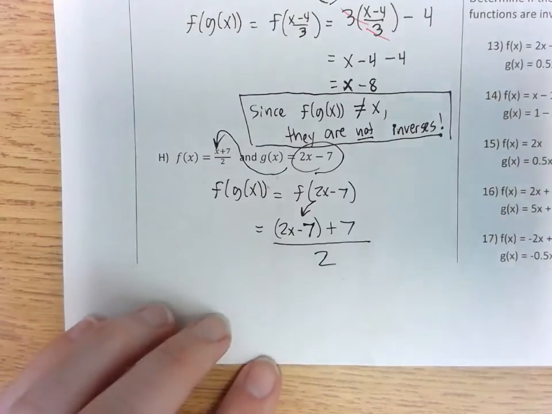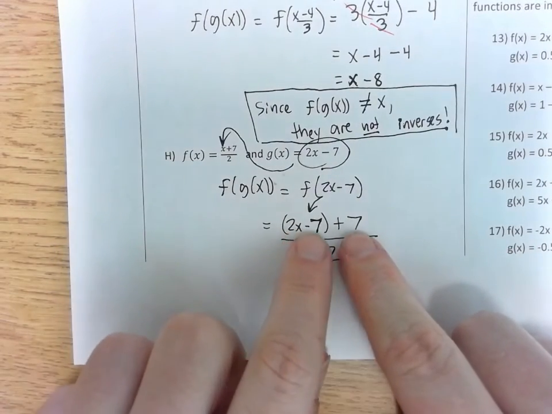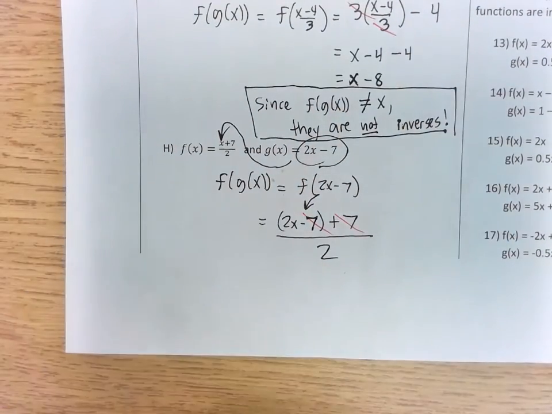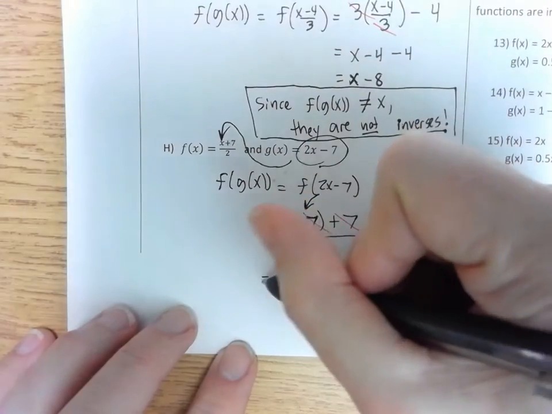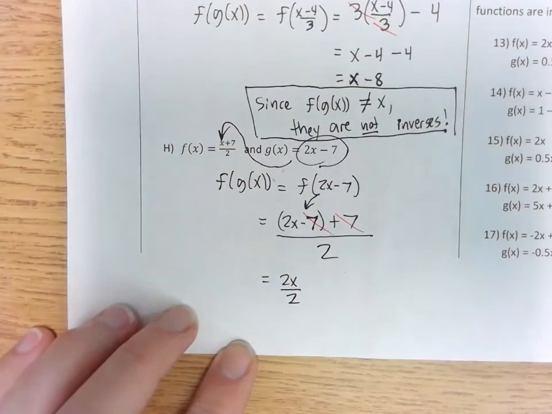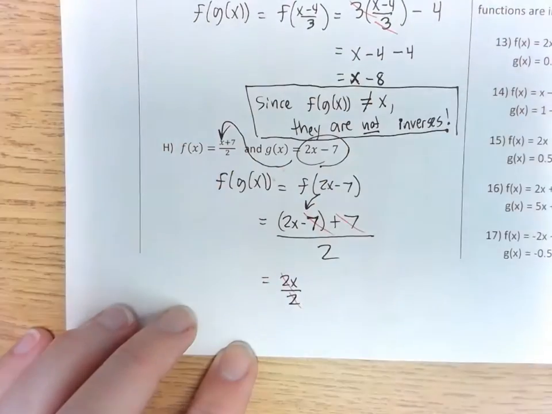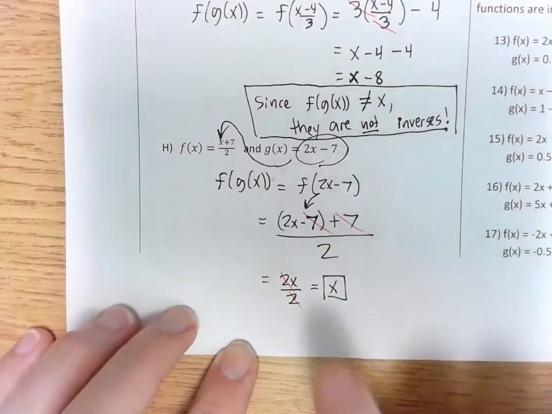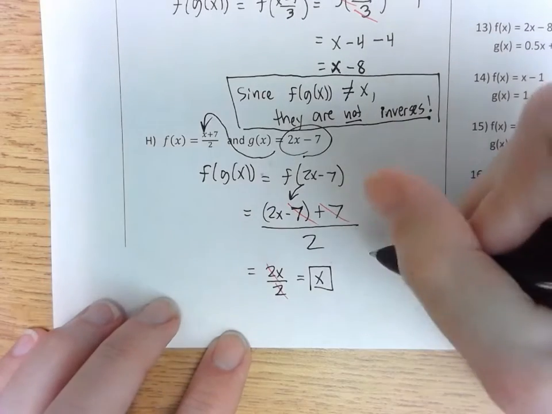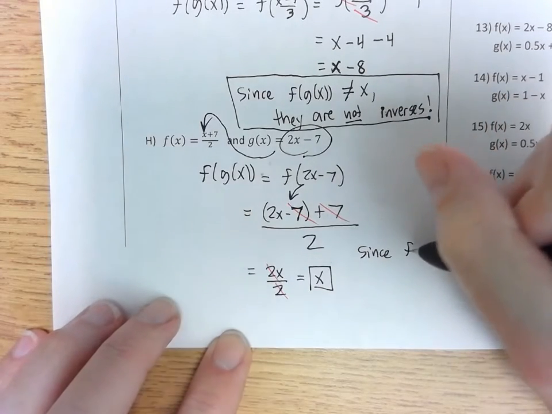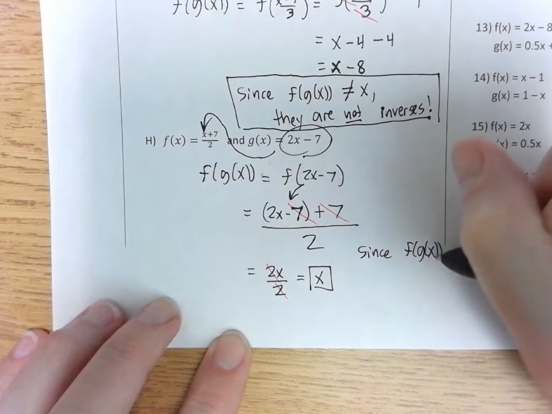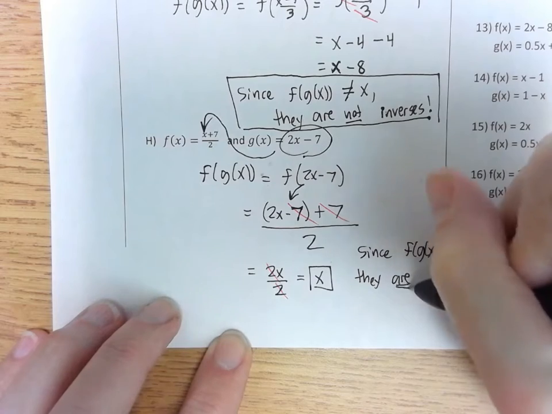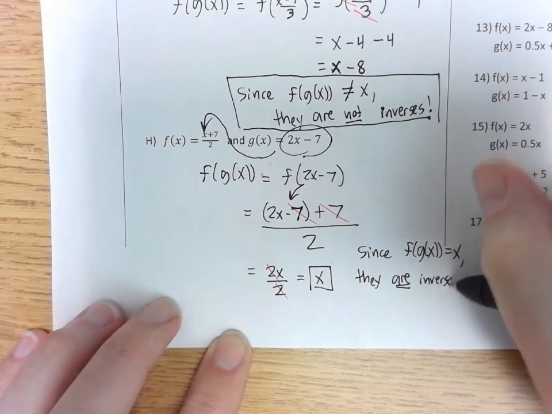And if you simplify that, look at the 2x minus 7 and the plus 7. Now we've got stuff to cancel out. Negative 7 and 7 cancel. So what I'm left with is 2x over 2. Since those 2's cancel out, you're left with x. That's indicating that they're inverses of each other. So since f of g of x is equal to x, they are inverses.